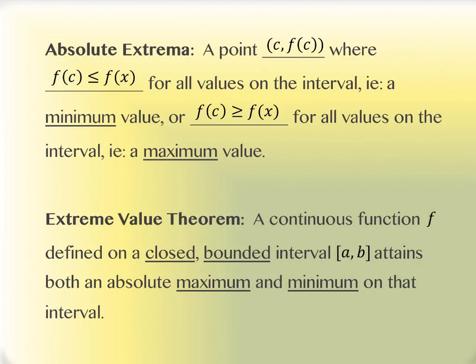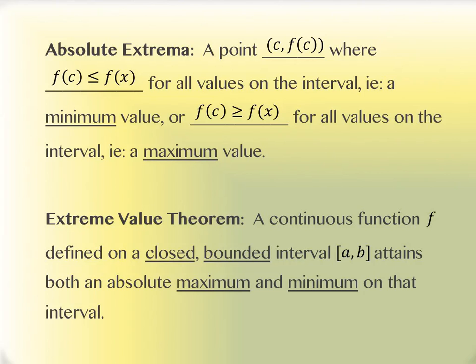So this is a point where the f of c value, just the location, is less than or equal to f of x. That means it is smaller than all of the f of x on that interval. That would be a minimum. Or f of c is greater than or equal to f of x, it is the largest value on the interval. That's what an absolute extrema is. That would be an absolute maximum.